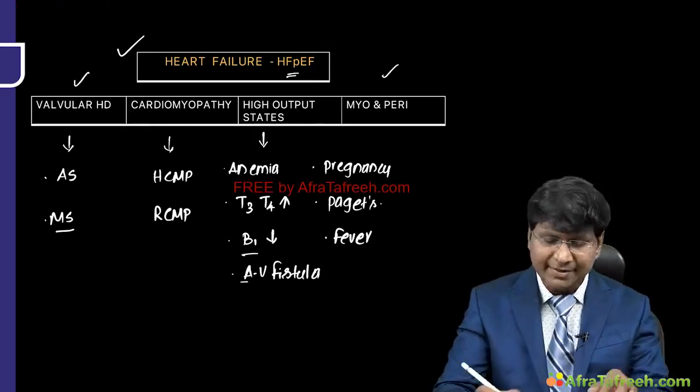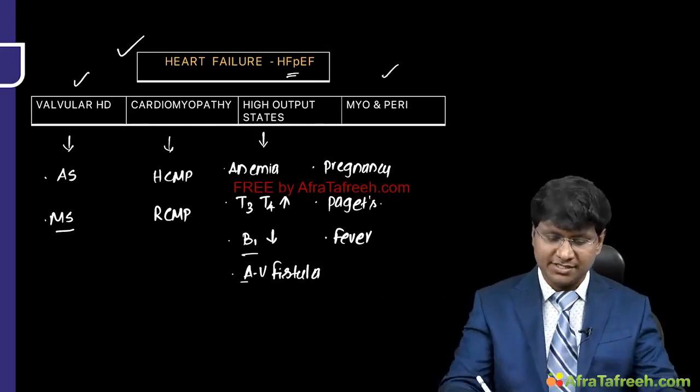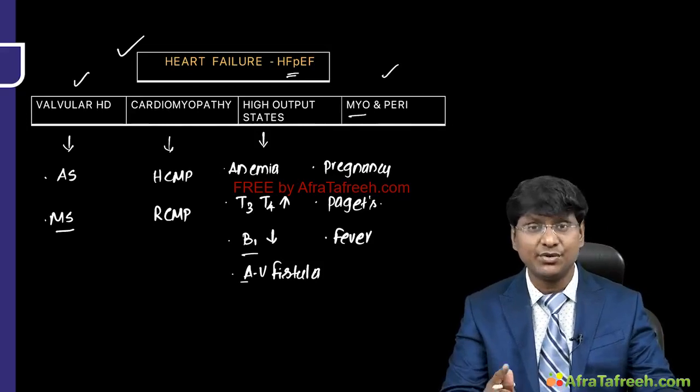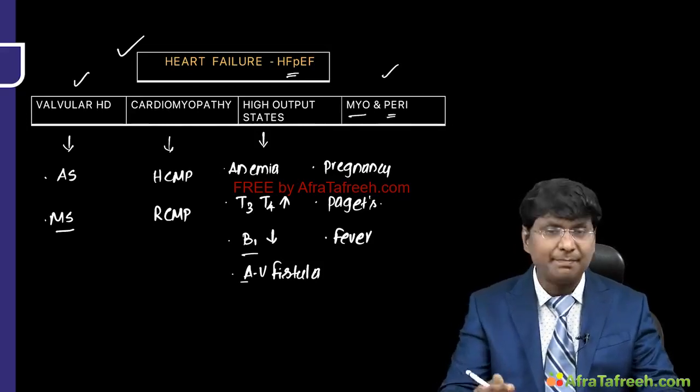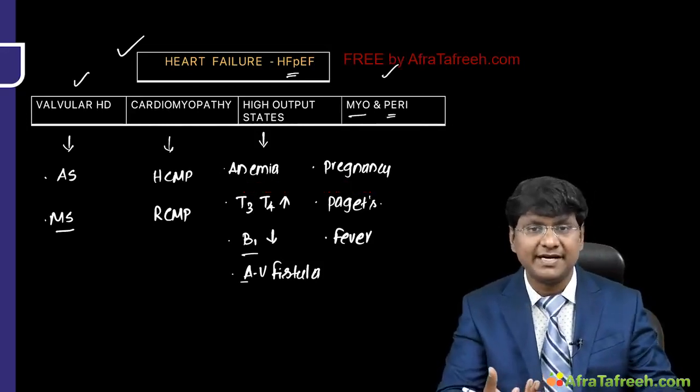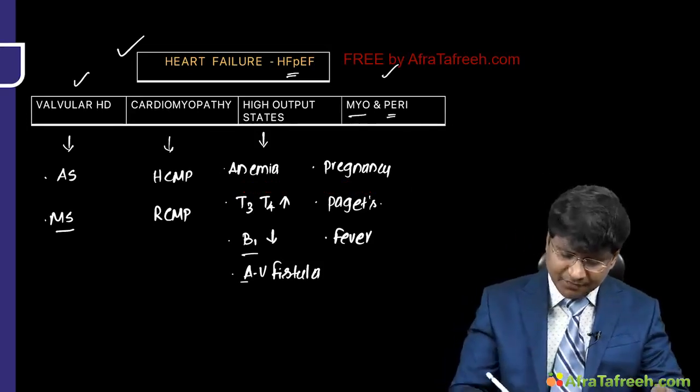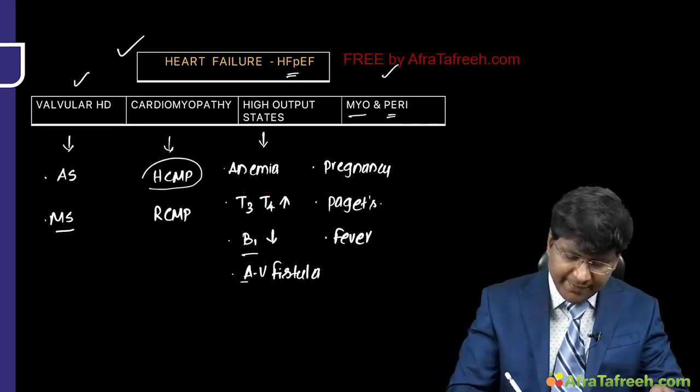Okay. Then coming to the myocardial and pericardial disorders, just now as I have discussed, myocarditis, usually viral myocarditis, and then pericarditis, that is constrictive pericarditis, right? And okay, there is hypertrophic cardiomyopathy.